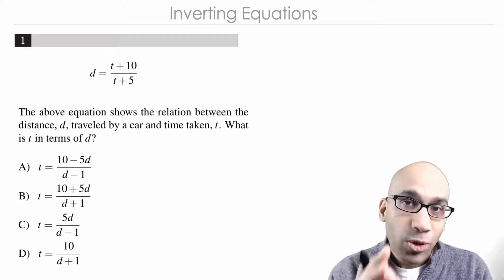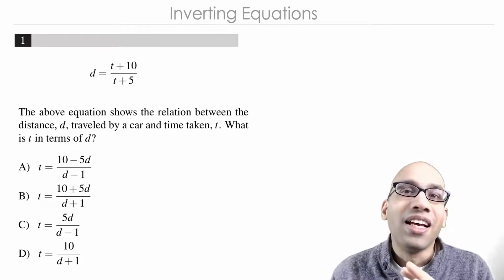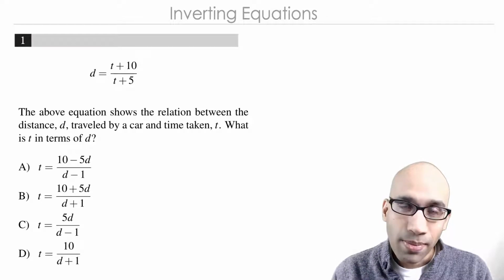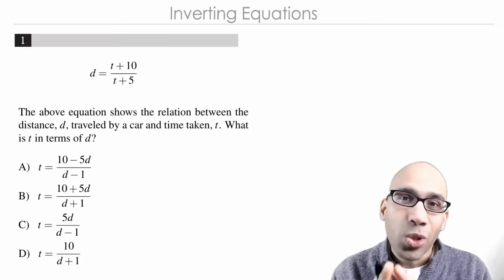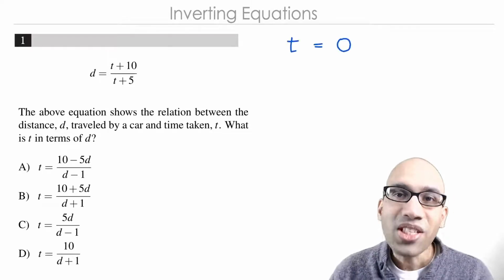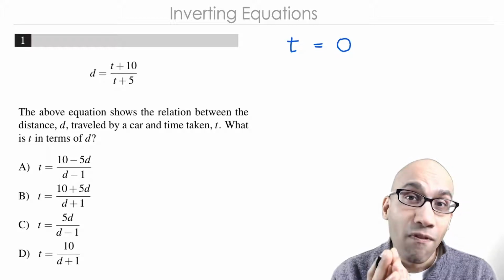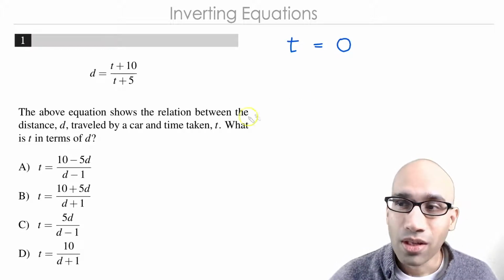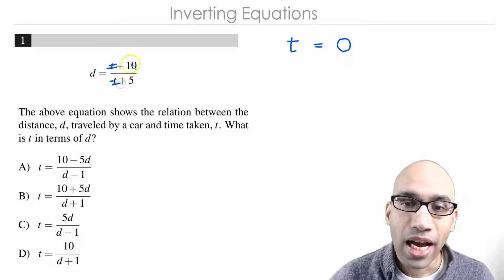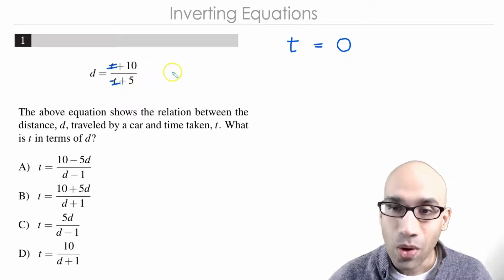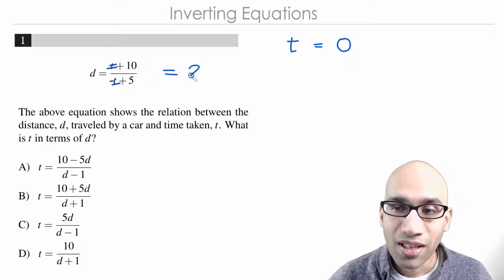of the distance d. Usually, to solve this problem, you will use cross multiplication or some other type of multiplication, and it'll take you a lot of effort. But here's how you do it real quick. You're going to set the time variable to be equal to 0. So if time is equal to 0, this cancels out, and you're just left with 10 over 5, which is equal to 2.